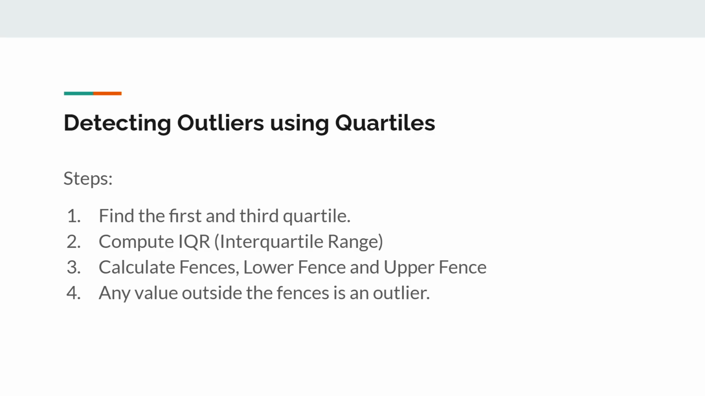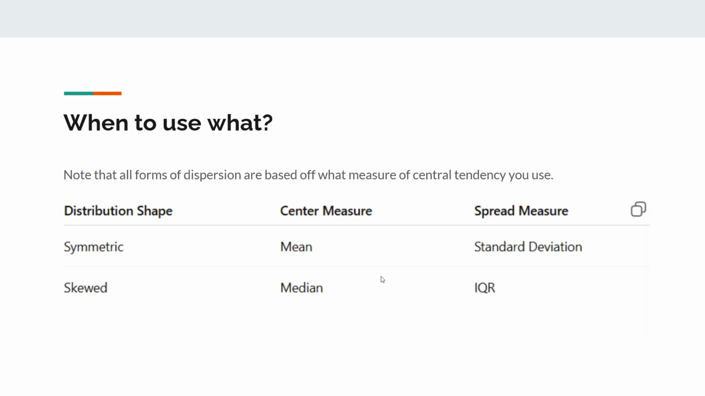So here's how to detect outliers using quartiles. First, you find the first and third quartile, subtract them to calculate the interquartile range, then calculate the fences. The lower fence is equal to Q1 minus 1.5 interquartile range, and the upper fence is third quartile plus 1.5 interquartile range. So any values outside the fences are an outlier.